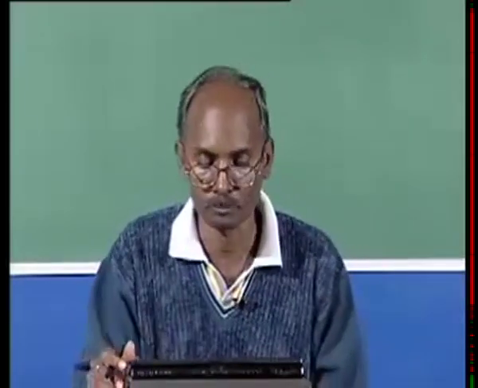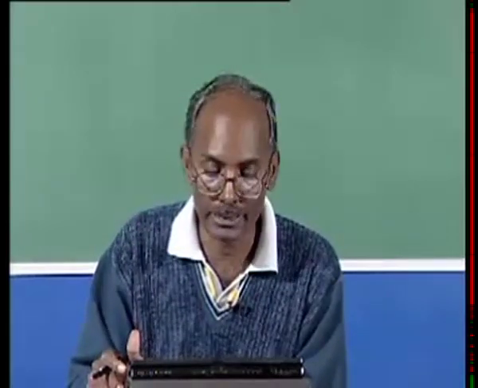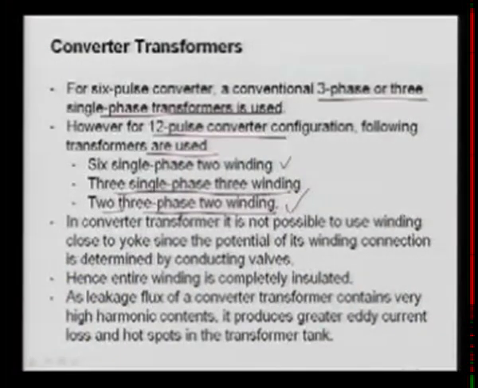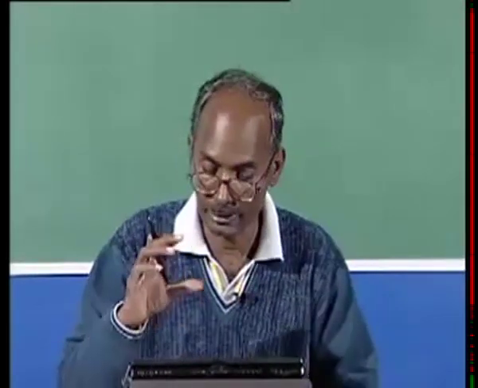Normally this is used. In a converter transformer, it is not possible to use winding close to the yoke, since the potential of its winding connection is determined by the conducting valve. If you use winding close to the yoke, what will happen? The voltage difference is sometimes very high, and there is some insulation failure. So in the converter transformer it is not possible to use the winding close to the yoke due to the potential problem. Hence, the entire winding is completely insulated. The complete winding should be insulated because of the huge potential difference.